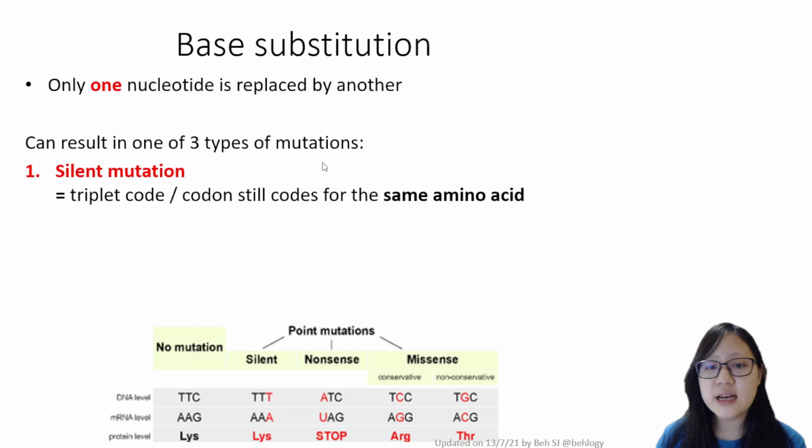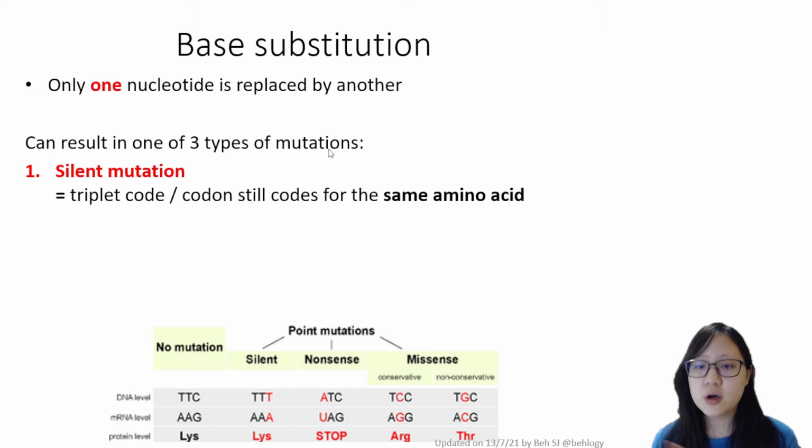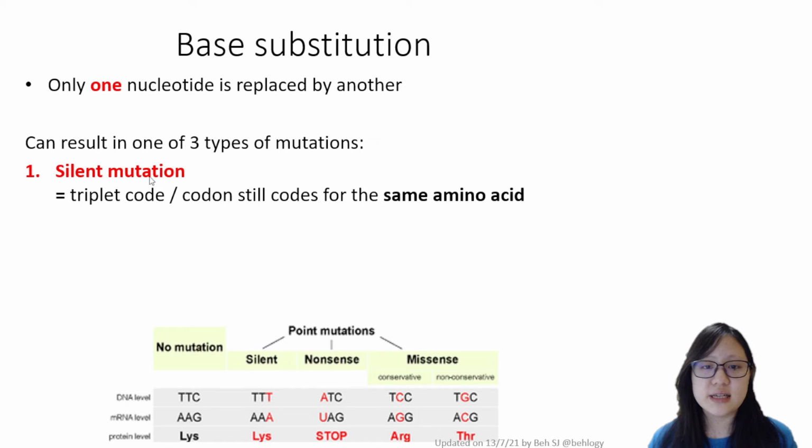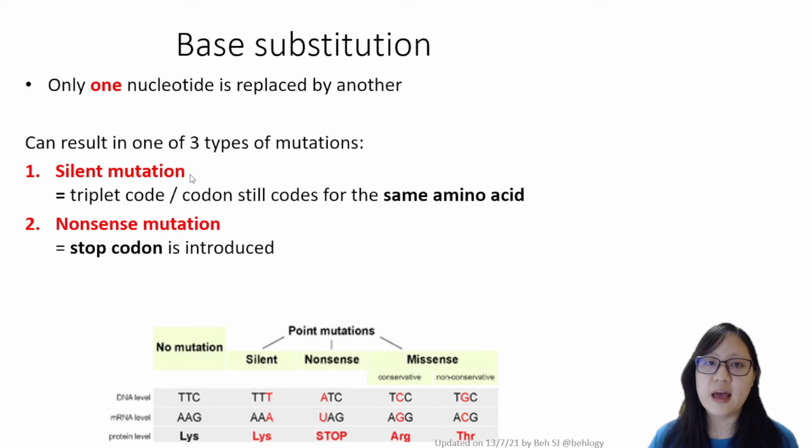So it could be a silent mutation, which is great because by changing the base, by substituting the base, the triplet code and codon still so happens to code for the same amino acid. And as we learned in the previous part, multiple triplet codes can code for the same amino acid because the DNA triplet code is degenerate. And therefore, if this kind of substitution happens and results in a silent mutation, this would not affect the amino acid sequence at all.